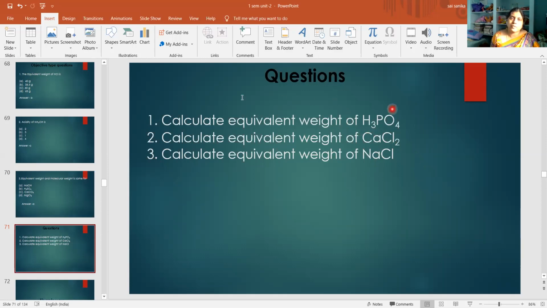This topic is very, very important. That's why I explain equivalent weights in one class only. It is important for problems, and for a 3 marks question they will give you a molecule and ask you to calculate its equivalent weight. Like this, you have to calculate.